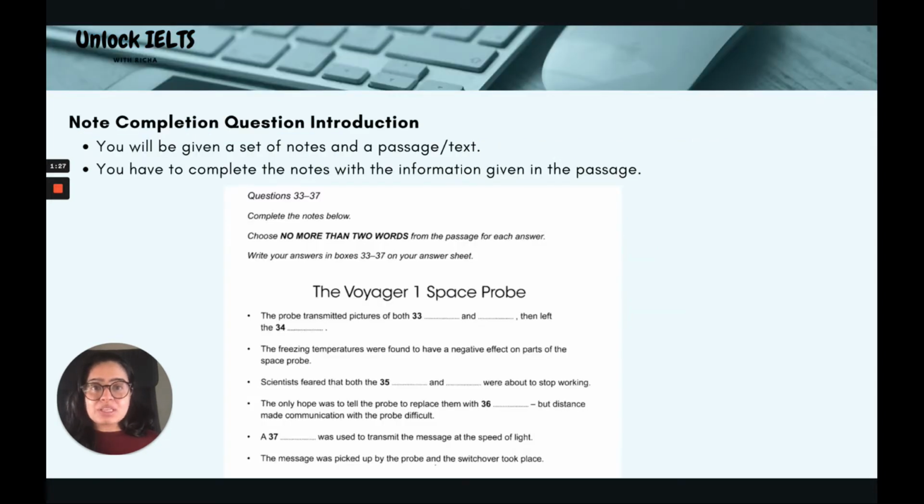As you can see on the screen, this is a sample question of the note completion type. Here, you'll be given a set of notes and a passage or text, and you have to complete the notes with the information given in the passage, following the instructions.